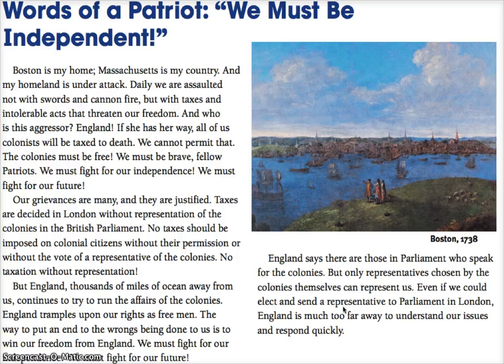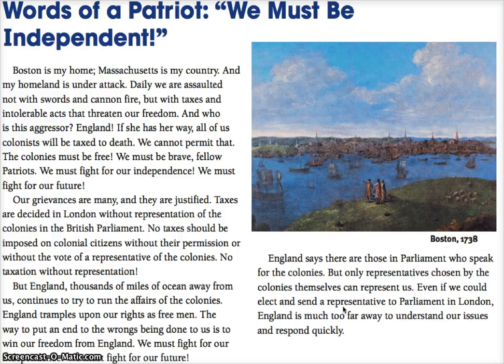We must be brave, fellow patriots. We must fight for our independence. We must fight for our future. Our grievances are many, and they are justified. Taxes are decided in London without representation of the colonies in the British Parliament. No taxes should be imposed on colonial citizens without their permission or without the vote of a representative of the colonies. No taxation without representation. But England, 1,000 miles of ocean away from us, continues to try to run the affairs of the colonies. England tramples upon our rights as free men.